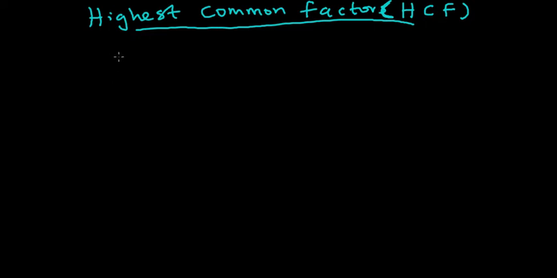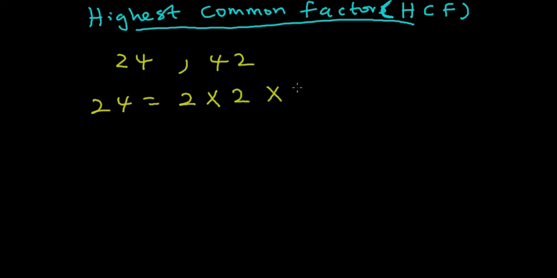Take for instance the prime factorization of 24 and 42. Okay, let's look at the prime factorization of 24, which is 2 times 2 times 2 times 3. How do I get it? Well, let me show you how I got this. This is it.